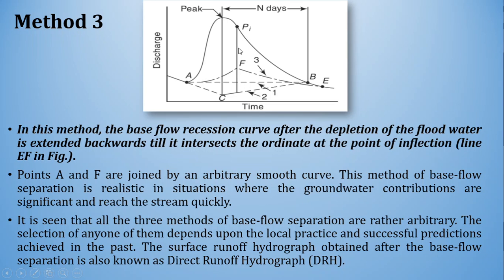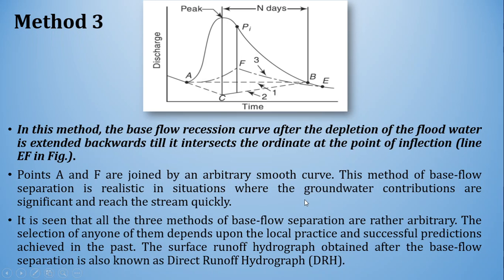So the point P has this vertical, and the line is extended backward from the point E till it intersects the point F. So what is point E over here? In this method, the base flow recession curve after depletion of the flood water is extended backward till it intersects the ordinate at the point of inflection line. This is EF. Now the points A and F are joined by an arbitrary smooth curve.